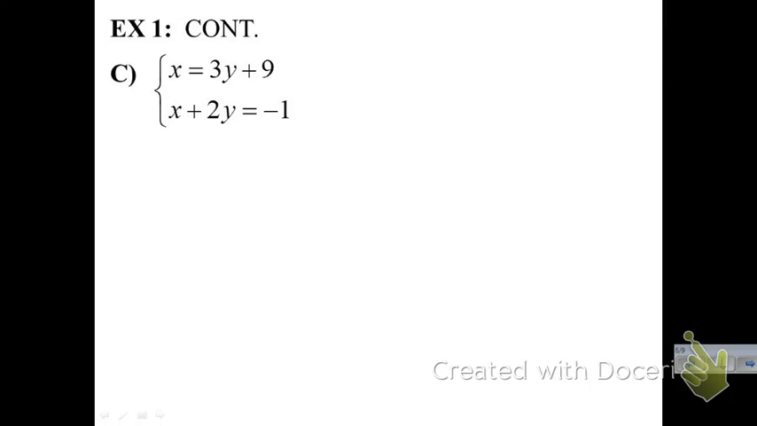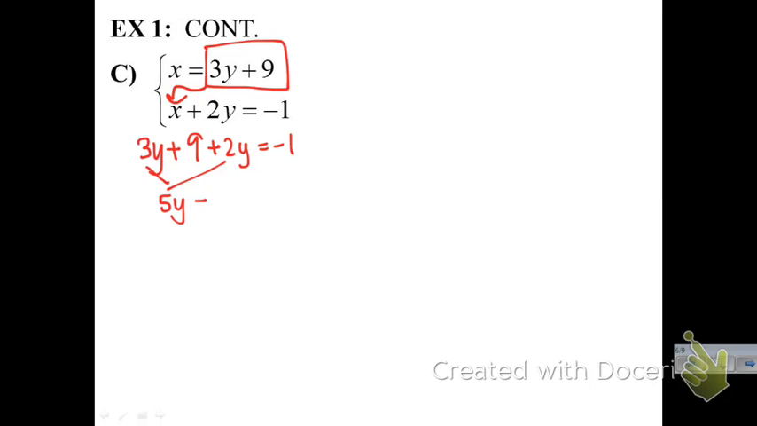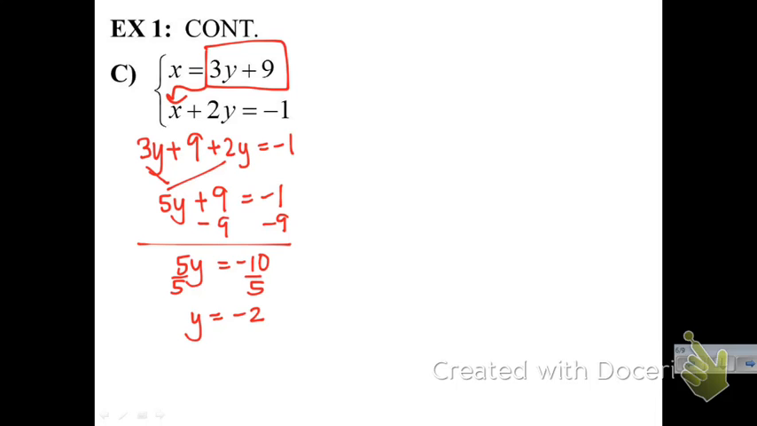Okay, our last one, we have x all by itself. So we're going to take our x value, what it's equal to, and replace it in the bottom equation. So it will now become 3y plus 9 plus 2y equals negative 1. We'll combine our like terms. 3y and 2y give us 5y. We'll move this 9 over by subtracting. That gives us 5y equals negative 10. Divide by 5. So y equals negative 2.